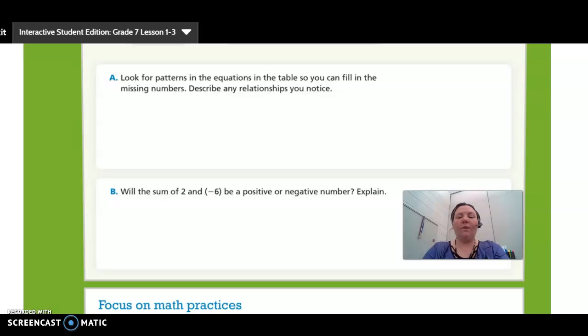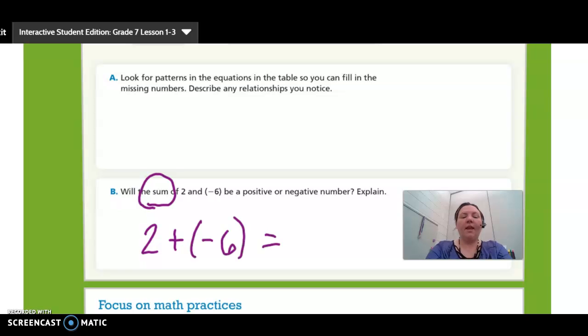Once you've thought about what that answer might be, we should also practice and recognize that the word sum means addition. So 2 plus -6. So the negative team has more players. Negative is going to win. So it's going to be a negative number. Sorry, kind of a sloppy box there.